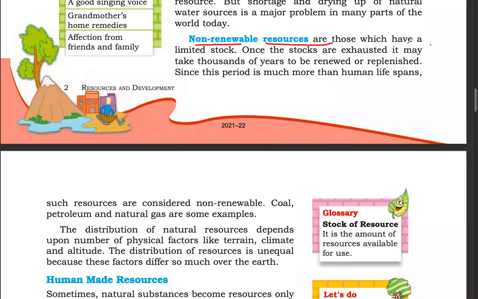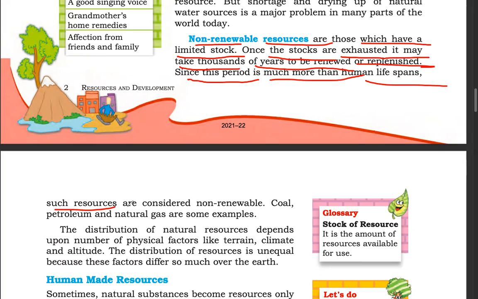Non-renewable resources are those which have a limited stock. Once the stocks are exhausted, it may take thousands of years to be renewed or replenished, and since this period is much more than human lifespans, such resources are considered non-renewable. For example, coal, petroleum, and natural gas are some examples. They are limited and one day they will get finished, but water is a renewable resource.